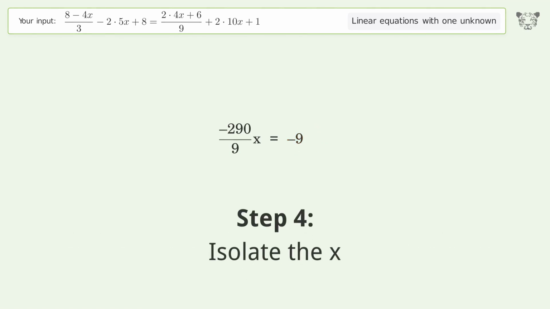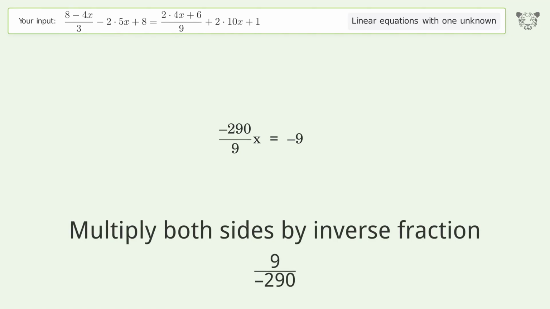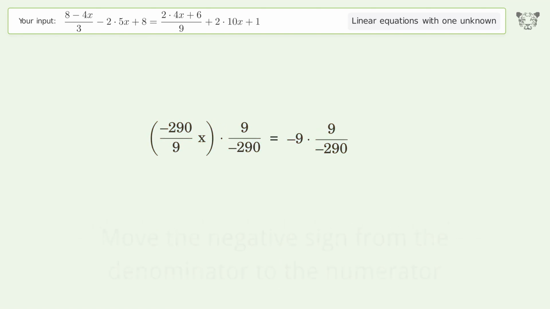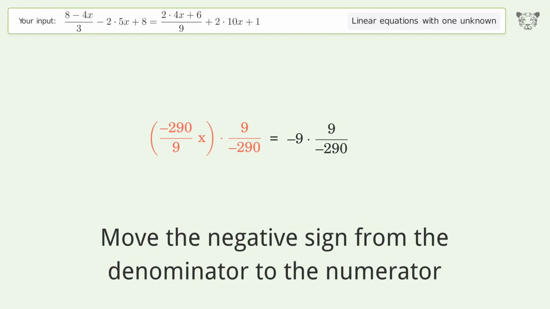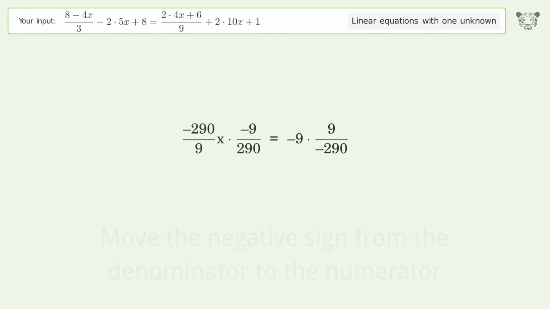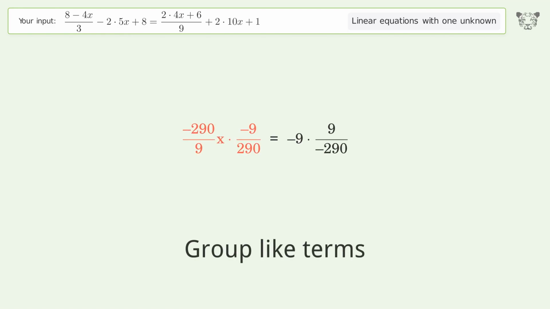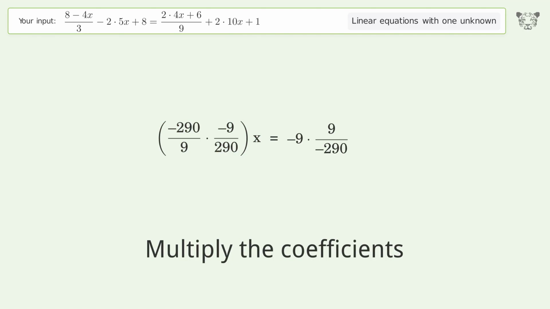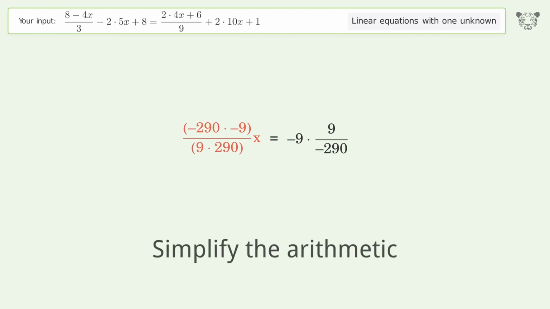Isolate the x. Multiply both sides by inverse fraction 9 over negative 290. Move the negative sign from the denominator to the numerator. Group like terms. Multiply the coefficients. Simplify the arithmetic.